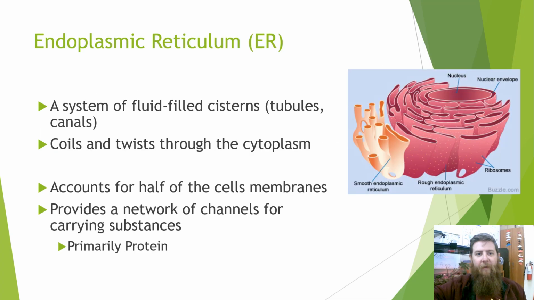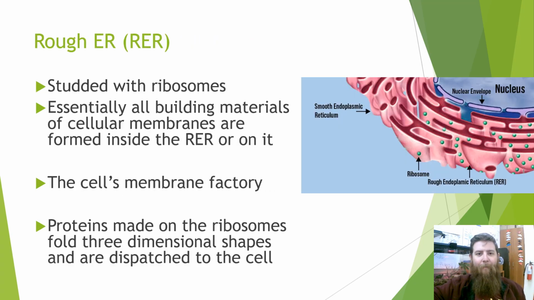endoplasmic reticulum. Endoplasmic reticulum is a system of fluid-filled canals and cisterns and tubules that coils and twists through the cytoplasm, and about half of the cell's membranes are inside of this structure. What this does is it provides a network of channels for us to carry substances through, and the primary stuff that we're carrying through here is proteins. And as it goes through here, we finish it off, make the protein good, put proteins together to form molecules, then we'll go into a cell to do a job.